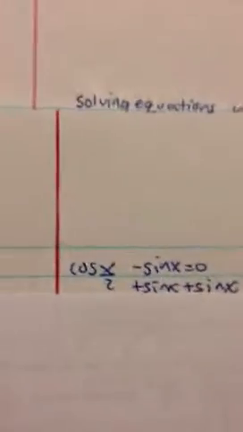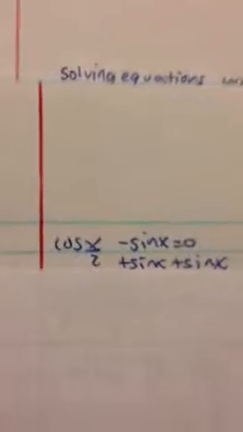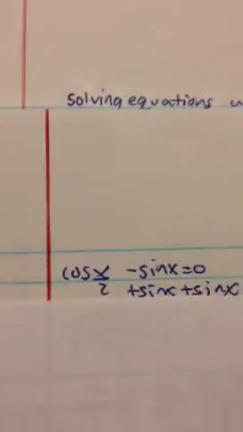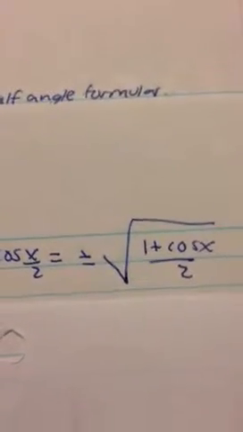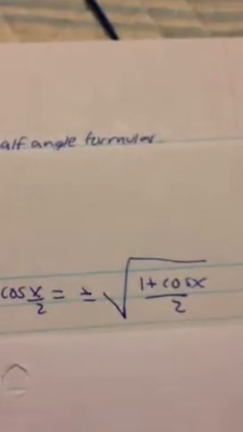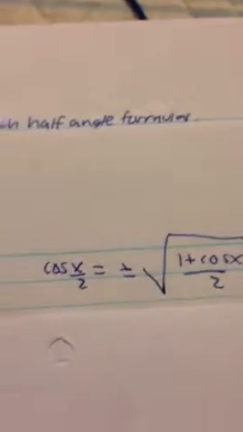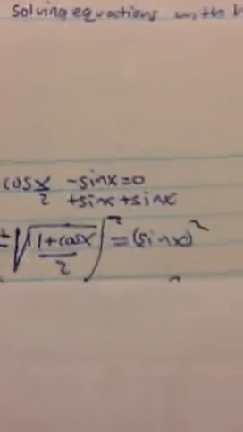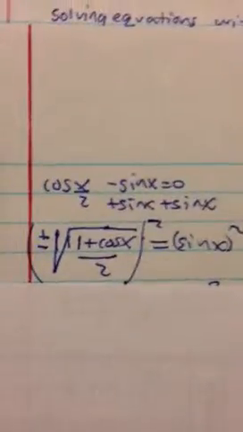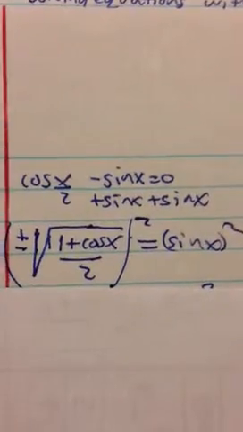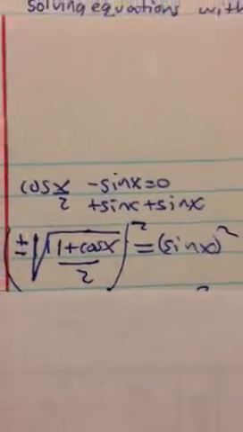And we have a half angle in this problem, which is cosine x over 2. And that formula is positive or negative, the square root of (1 plus cosine x) over 2. So we plug that in, and we move sine x to the other side. So now we have the square root of (1 plus cosine x) over 2 equals sine x.